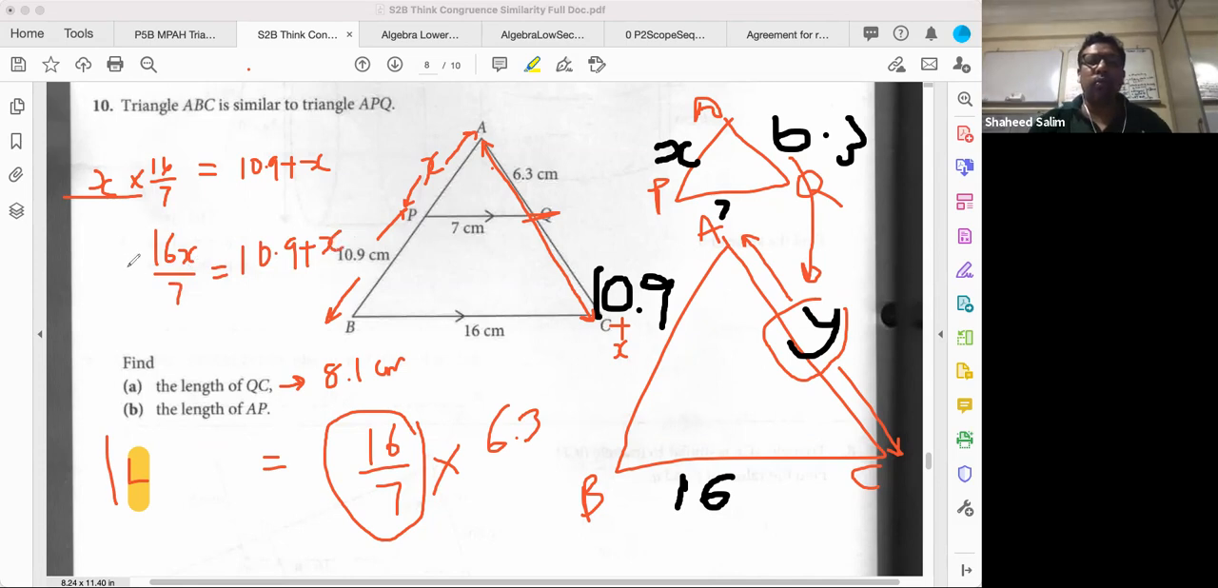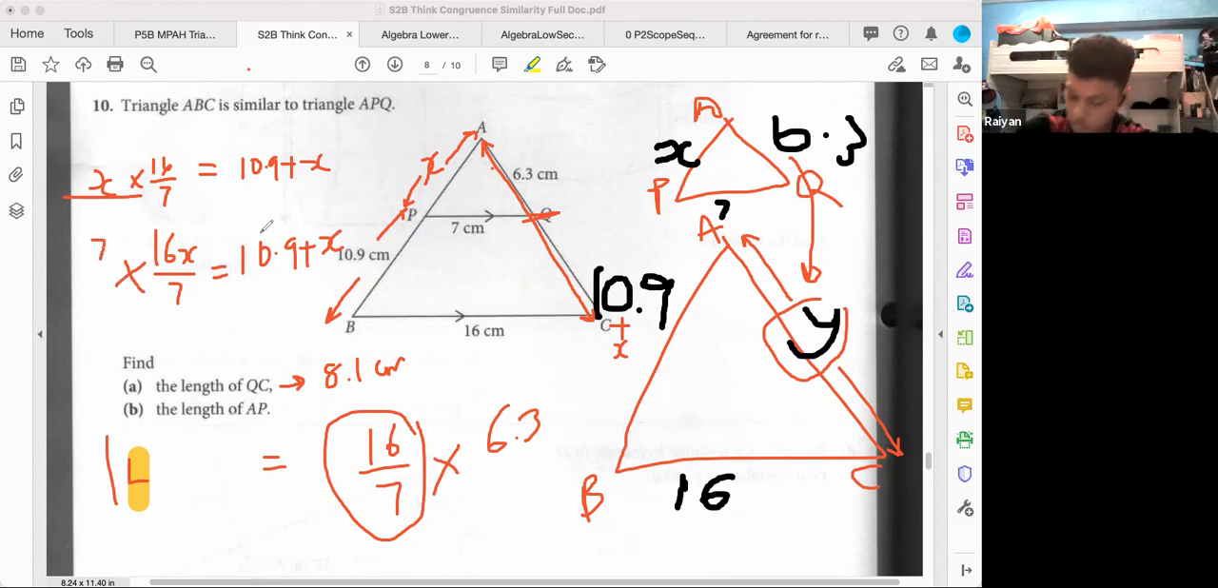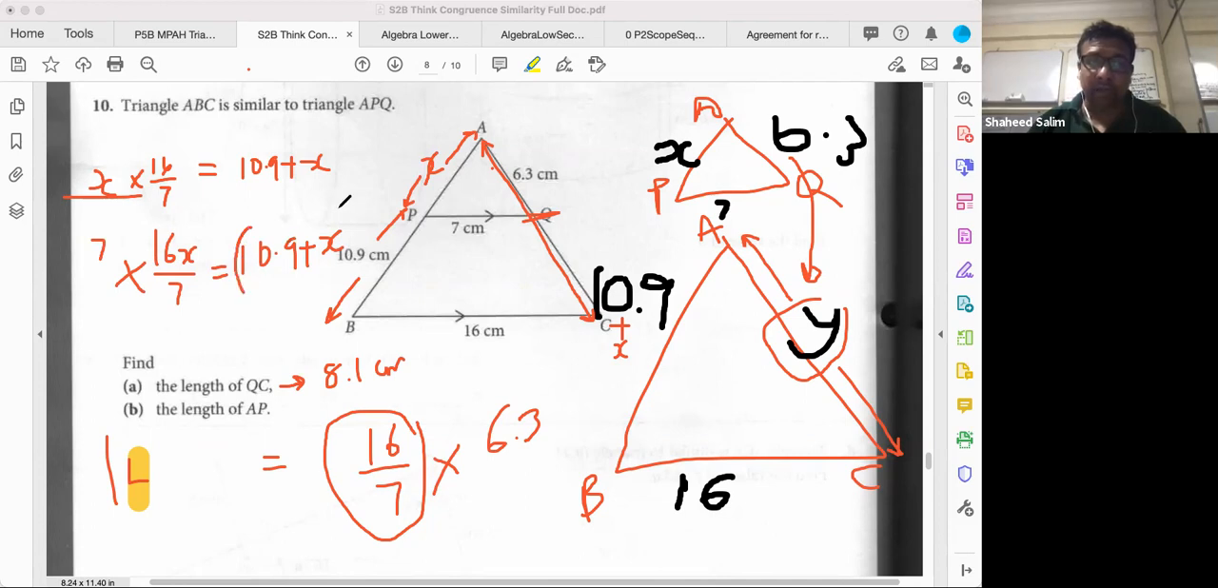So now what do we do to the left side? We want to get rid of the 7 down here. What do we do to get rid of the 7? Times by 7. Down here, whole thing, you must also times by 7. Whole thing, you got to put a bracket, put a 7 out. Then you try to see whether you can solve it.